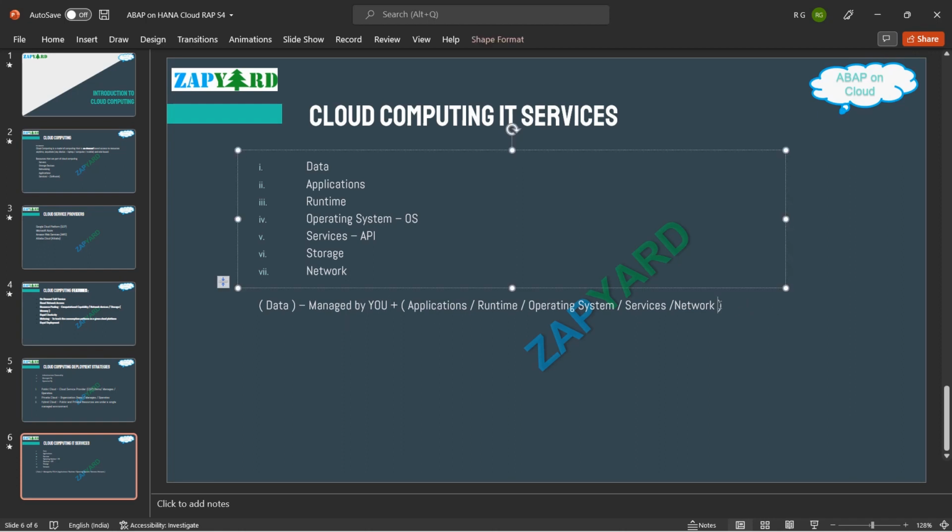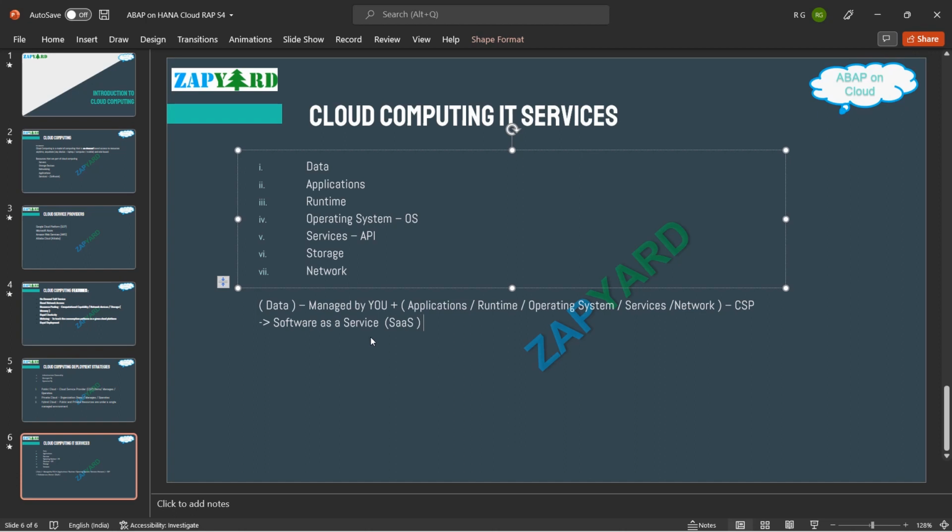The rest is managed by the cloud service provider. Okay. So we will use a short form, CSP. Now, what is this called? So this is software as a service, or in short, SaaS.